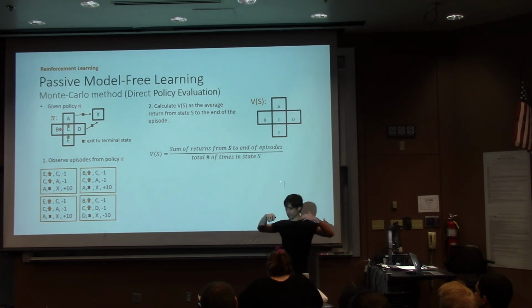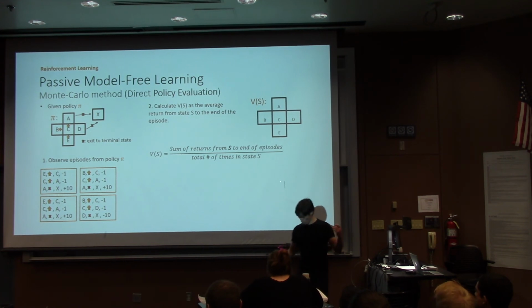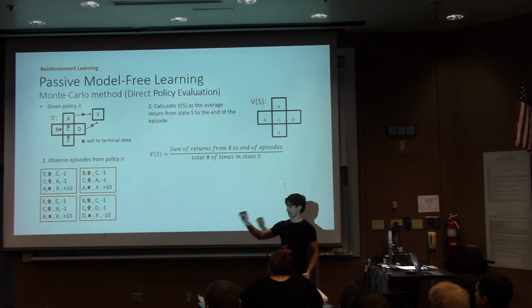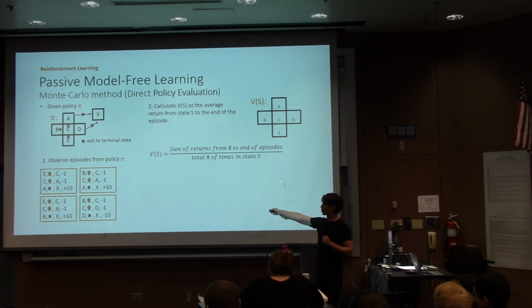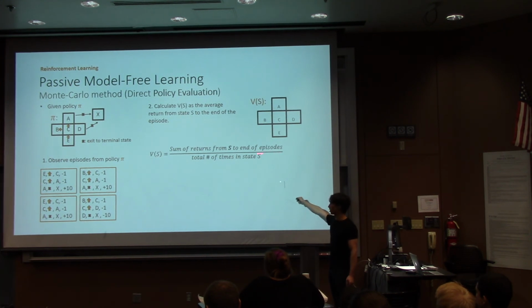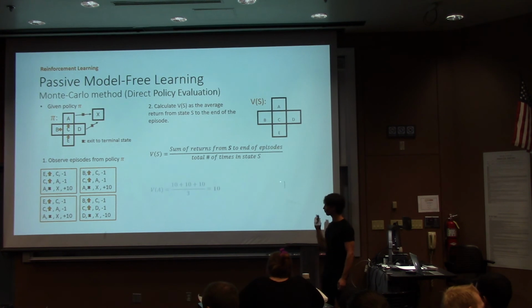So if in one episode you see state S, and from S to the end you got a reward of 10, and in the next episode you also saw state S, and between S and the end you got a return of 20, then V of S for those two observations is going to end up being 15. It'll be the sum of the returns from S to the end of the episodes over the total number of times that you saw state S.